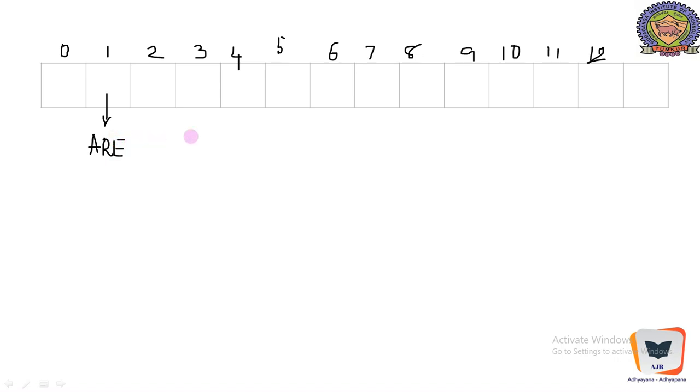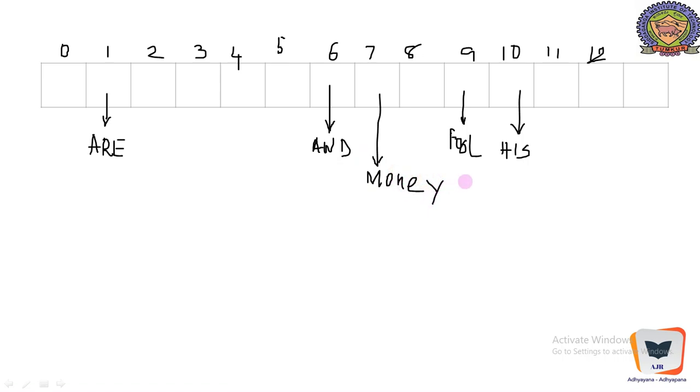And a fool will go to 9. Okay, fool is here, and a fool and his money will go to 6, and will go to 6. And his will go to 10. Money will go to 7. Fool and his money are soon parted. R will go to 11.